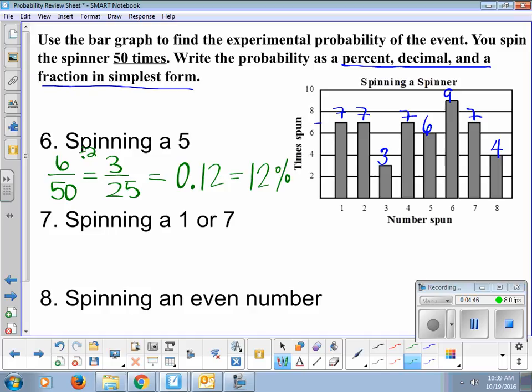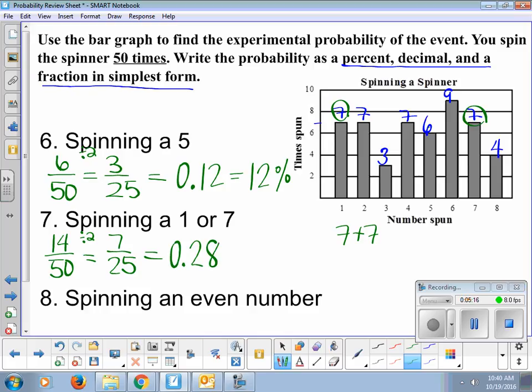For the next one, spinning a 1 or a 7. A 1 we landed on 7 times, and a 7 we landed on 7 times. 7 plus 7 is 14, so we have 14 out of 50. Can we simplify this fraction? We could divide by 2 to get 7 out of 25. How would we write this as a decimal? 0.28, and as a percent it would be 28%.